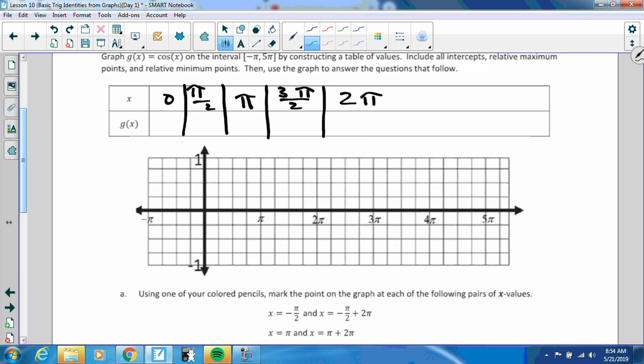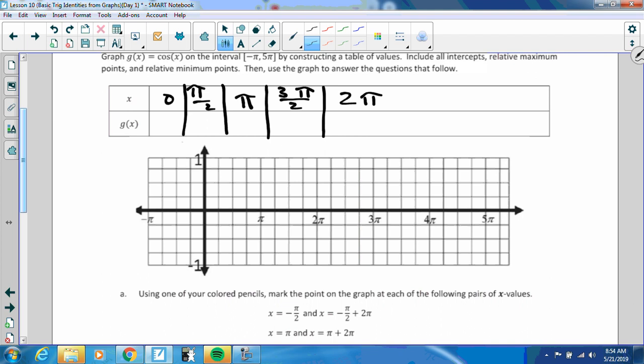And do I need to do anything after 2 pi? Why not? Go ahead, Jeff. Come on, you got this, man. Yeah, it repeats, right? It does the same thing it did here. Just does it again. Wash, rinse, repeat, right.